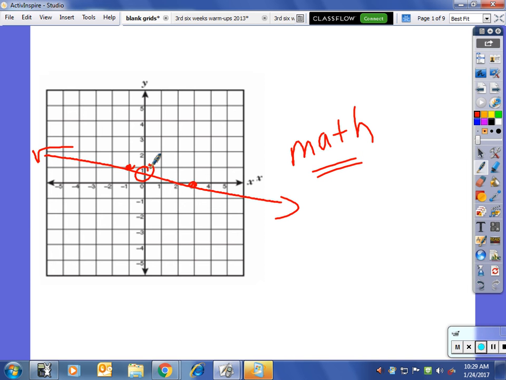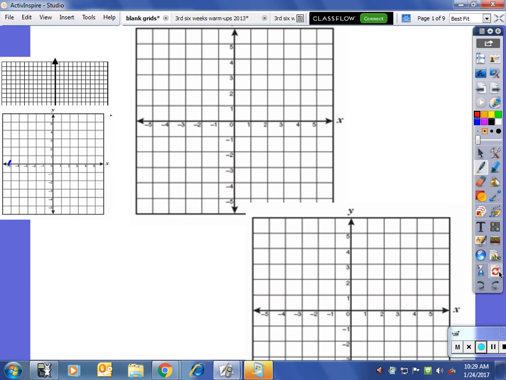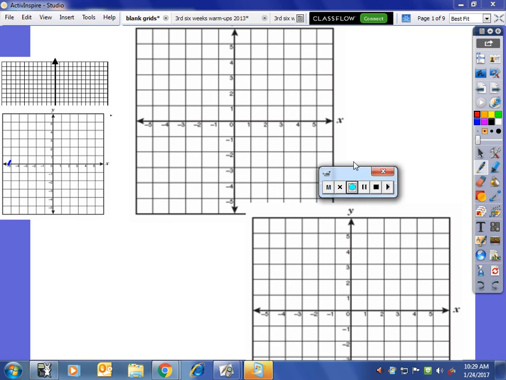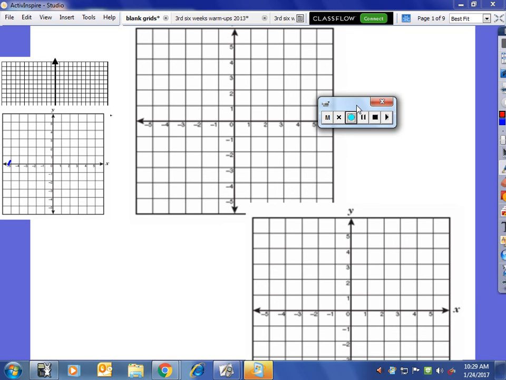Okay, so that's your homework. You have to write the equation. The homework should not take long. It's just identifying slope and y-intercept from a picture and writing the equation. All right, that's it for your lessons. Now we're going to grade the homework. Get your homework out.